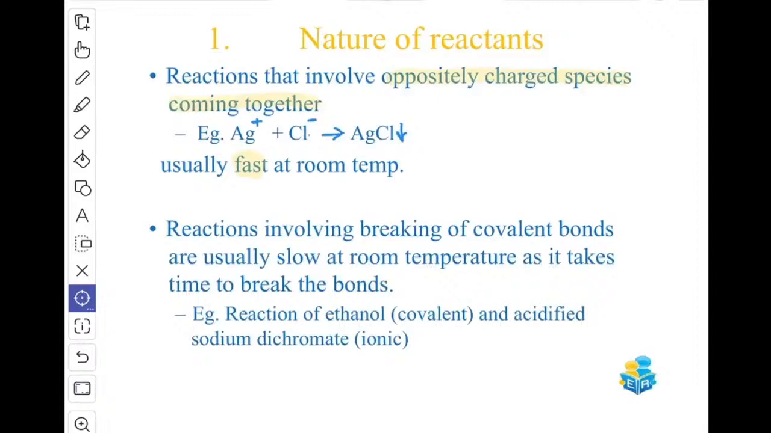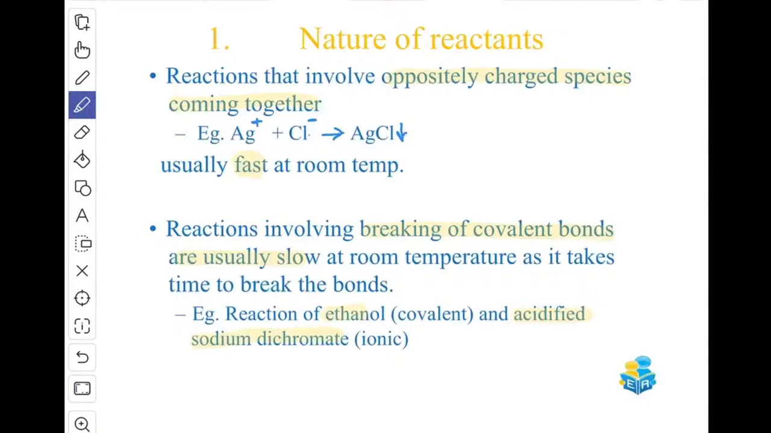Reactions that involve breaking of covalent bonds are usually slow at room temperature, because breaking bonds takes a lot of time and a lot of energy, so the reaction will be slow. An example of this is the reaction of ethanol with acidified sodium dichromate, which is covered in organic chemistry on the Leaving Cert. The reason it's slow is because you are breaking covalent bonds, and this requires a lot of energy, so it will take time. Nature of reactants isn't a very common one to come up. The more common ones are the ones we're going to meet now.